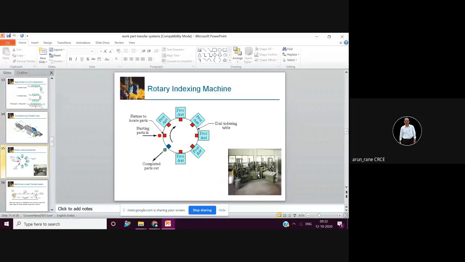This is what a typical layout of your rotary indexing machine looks like. Here the part is in, this is moving continuously. So one workstation, second, third, fourth, fifth, sixth, and then the completed part is out. You see. The most popular mechanism for rotary indexing is the Geneva indexing mechanism.